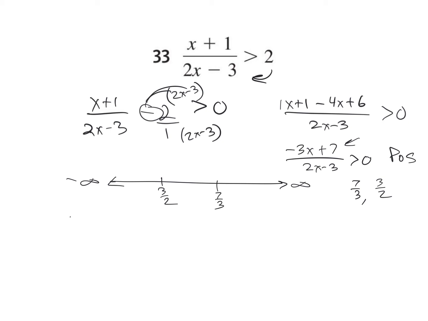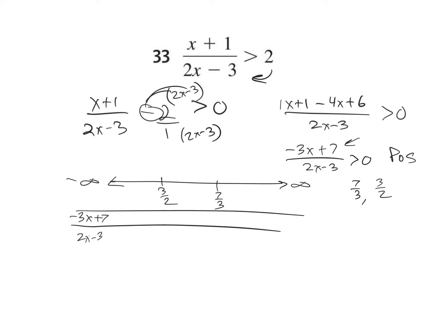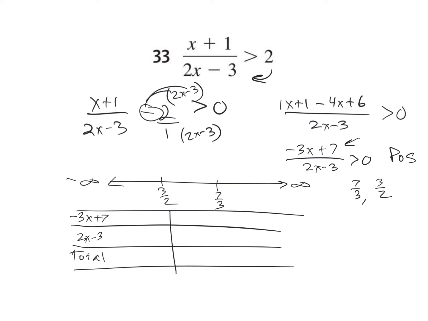So plug your numerator in, -3x plus 7, and then you have 2x minus 3 in the denominator, and your total value on the bottom. So what do we really have? Less than 1.5, how about 0? Negative 3 times 0 is 0, plus 7 is positive. 2 times 0 is 0, minus 3 is negative. So that's going to give us a negative.